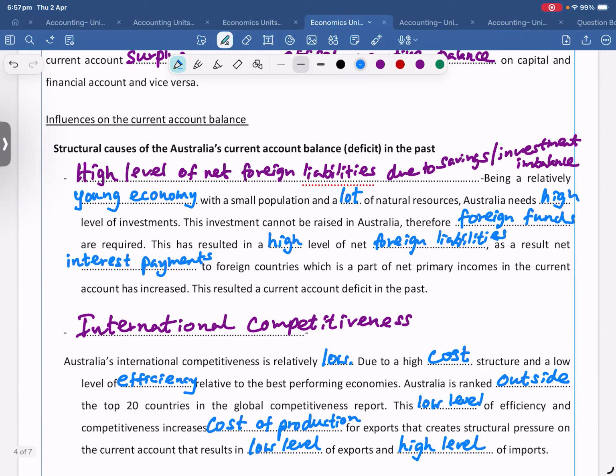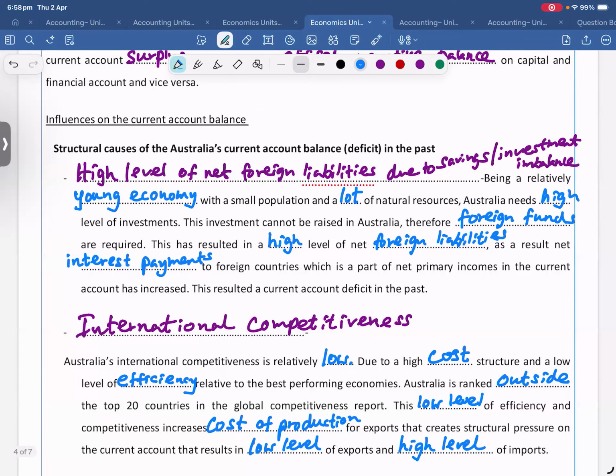Firstly, guys, the very first reason, I think I told you, is the high level of net foreign liabilities because of our savings investment imbalance. What is that? What do you think about Aussie's savings? Can we be happy about their savings? It's not really good enough. They don't know how to save money. So definitely we have actually a current account deficit.